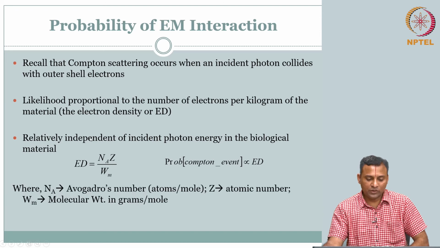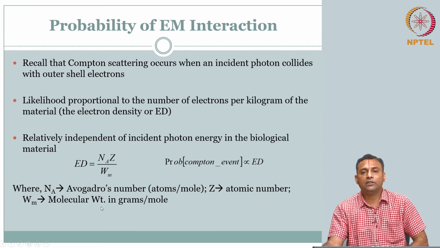So, that is a downside. These are just what I listed. Na is the Avogadro number, which is the atoms per mole, Z is the atomic number, and Wm is the weight in grams per mole. Okay. So, that is for your Compton scattering.